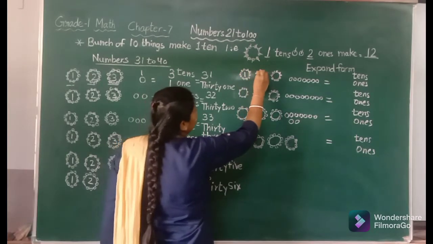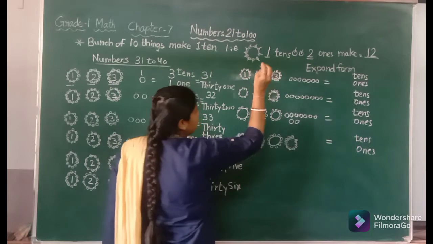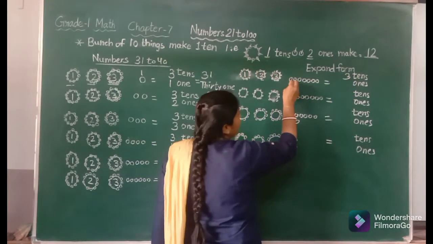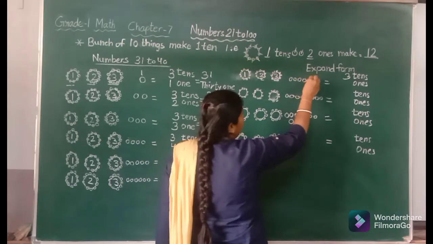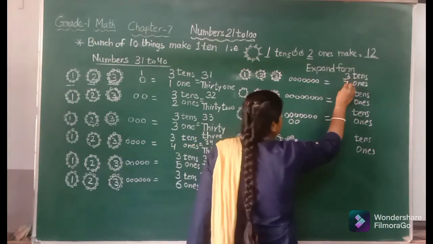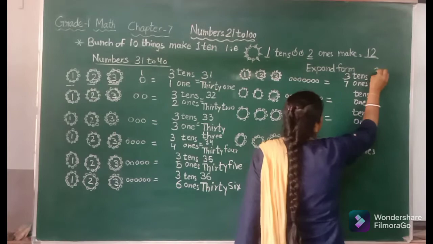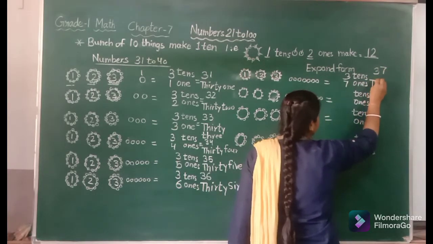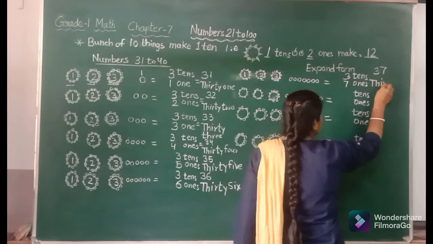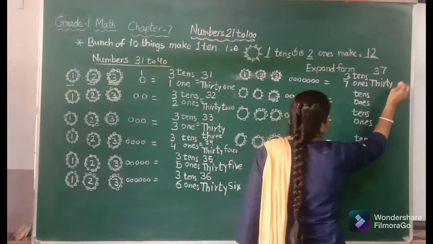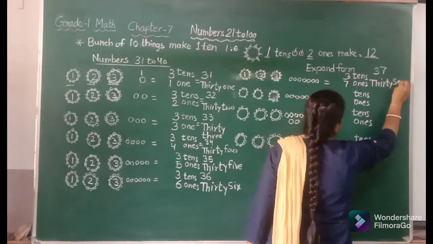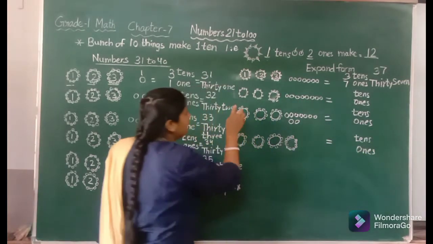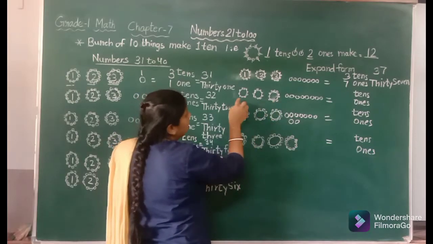Next, we have to see here how many beads in one thread. 1 ten, 2 tens and 3 tens. So write here 3 tens. How many single beads are there? 1, 2, 3, 4, 5, 6, 7. So write here 7 to make a 37. And what is the spelling of 37? T-H-I-R-T-Y, 30, S-E-V-E-N, 7. 37.